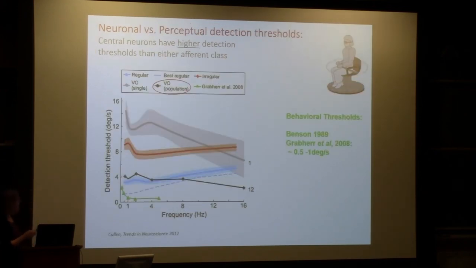And then this just links it to what we know about human perception. Those numbers are from monkeys, but people have done a lot of work in humans. And the human perceptual thresholds, which are like monkey perceptual thresholds, are way down here. So what it suggests is that we need to pool across multiple neurons to actually build our perception of motion. Okay.